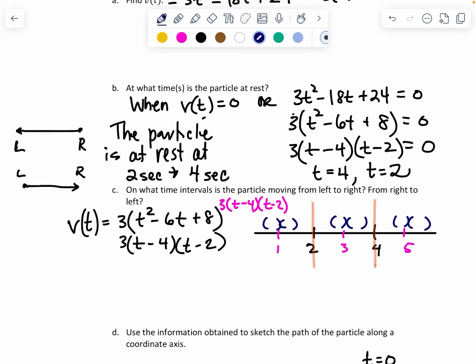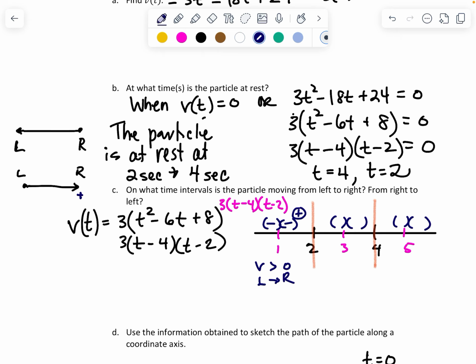So then I'm going to put in 1. 1 minus 4 is negative. 1 minus 2 is negative. Therefore, now this is your velocity sign. This is positive. So that means velocity is greater than 0. So what are we doing? Moving left to right. We're going in the positive direction. So left to right.